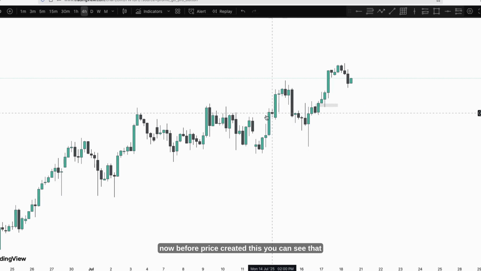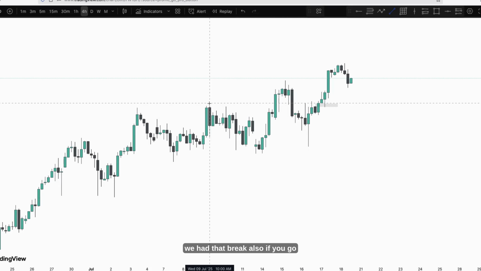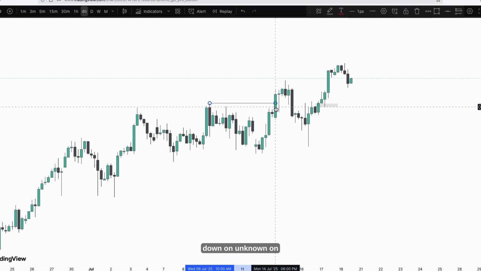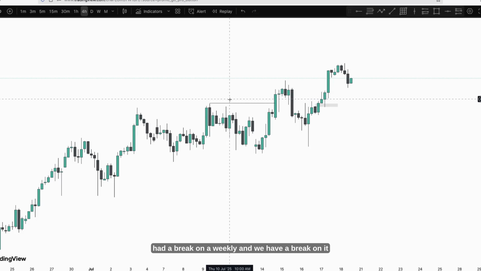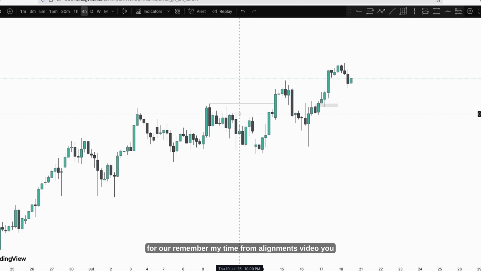Before price created this, you can see that we had that break also. If you go down on weekly and look at it the way I was marking it out, you can see also that we had a break on the weekly and we have a break on the 4 hour. Remember my time frame alignment video, you align weekly and 4 hour. What weekly is giving you, if 4 hour is giving you that same information, then we are still strongly bullish because you want to trade with the high time frame direction.